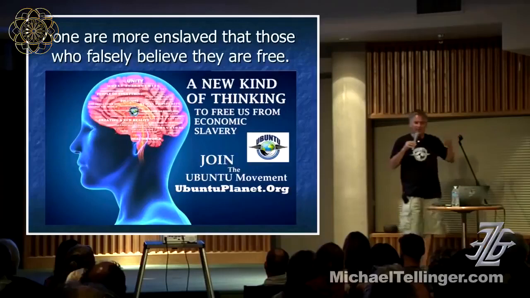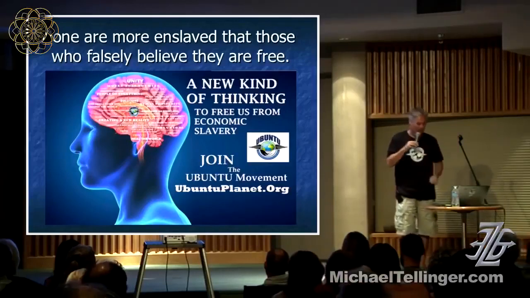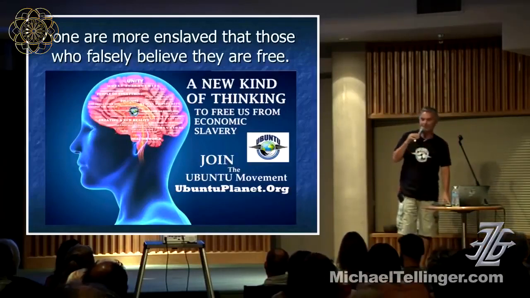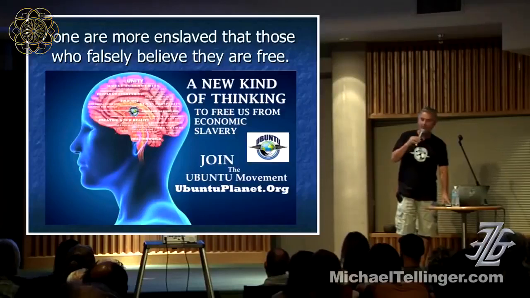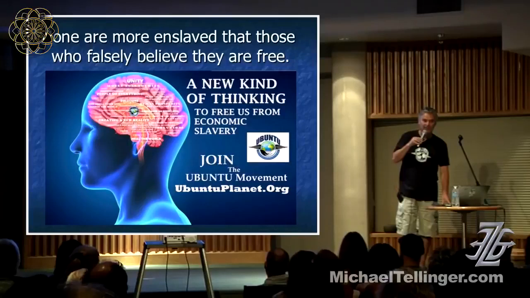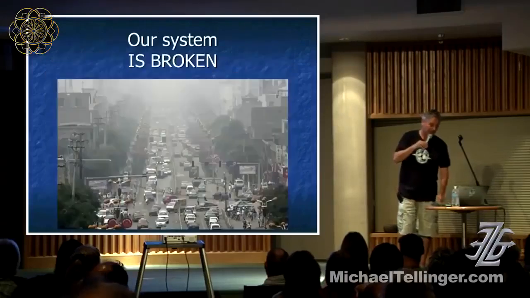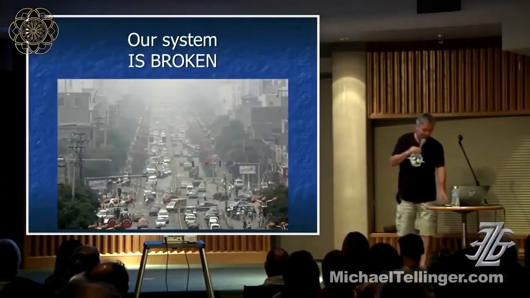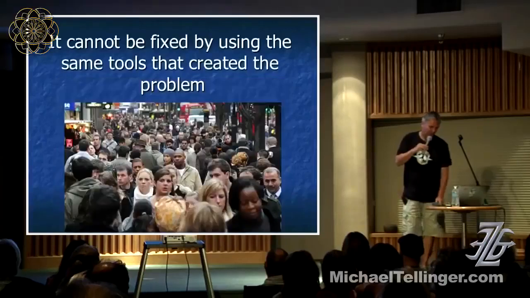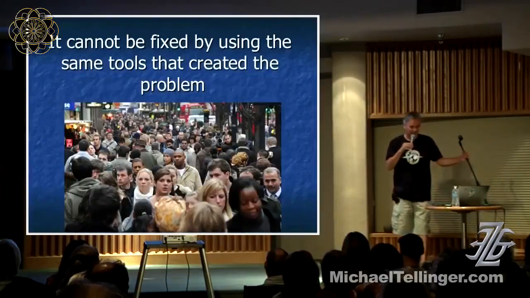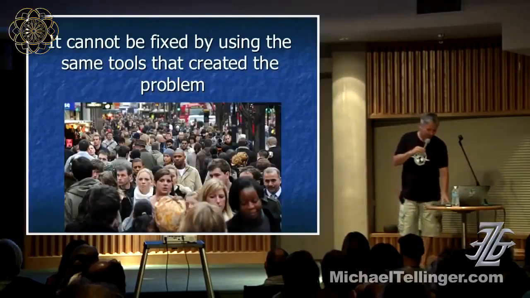And we are more enslaved now than we've ever been before, but with this enslavement comes the absolute understanding of how important it is to liberate ourselves from this enslavement. And it'll require a whole new kind of thinking, because we cannot solve the problems that were created for us with the same kind of thinking that created the problems. So our system is broken. It cannot be fixed. We need a whole new kind of system to get out of this mess.